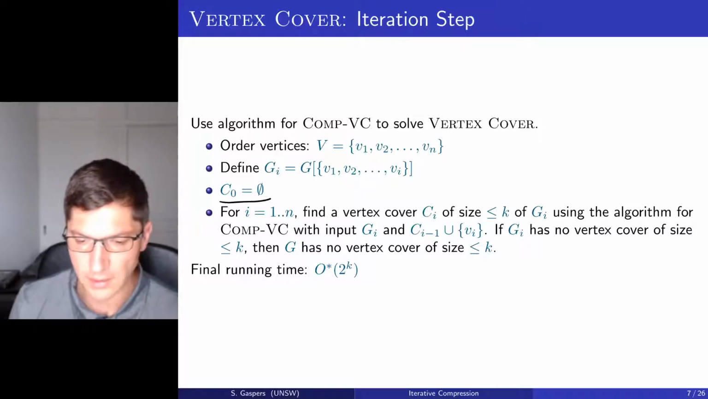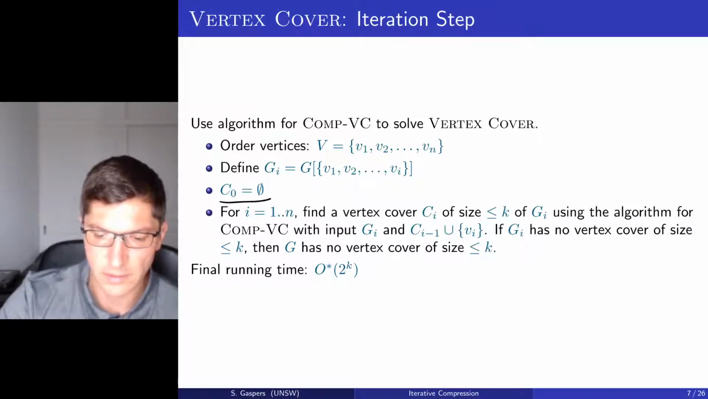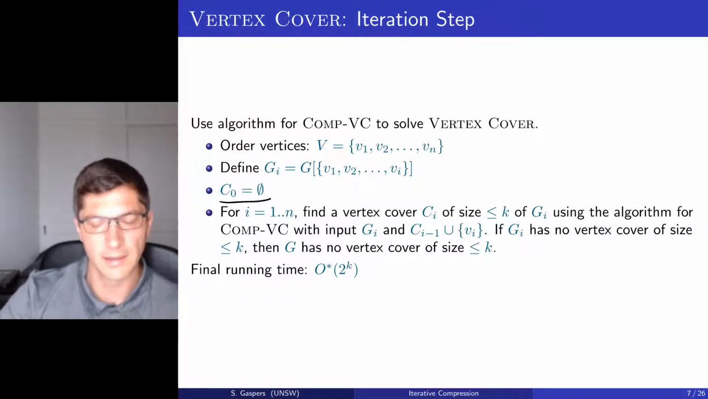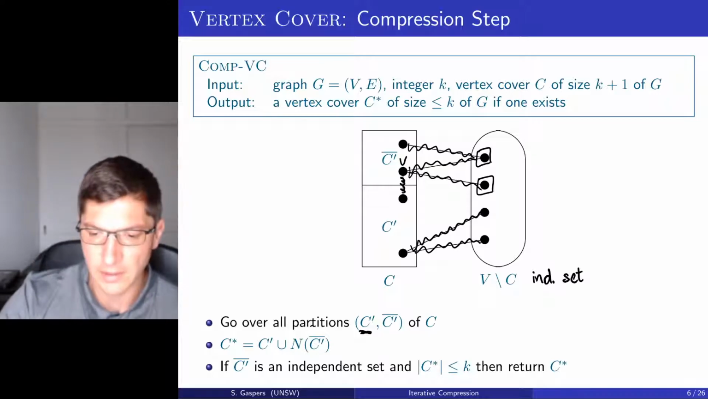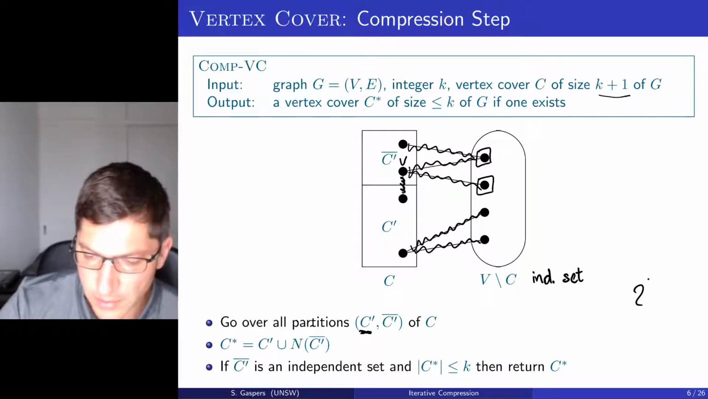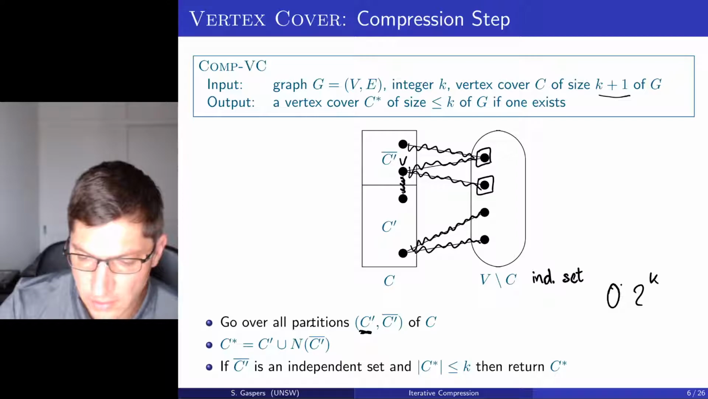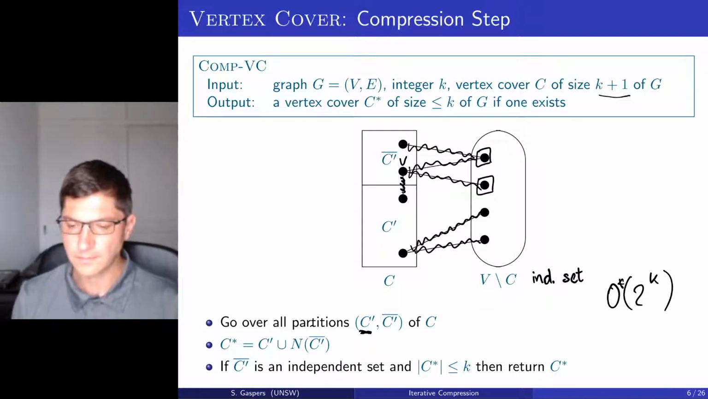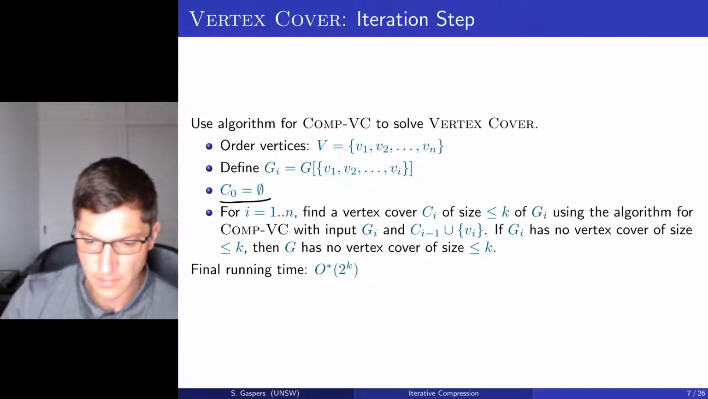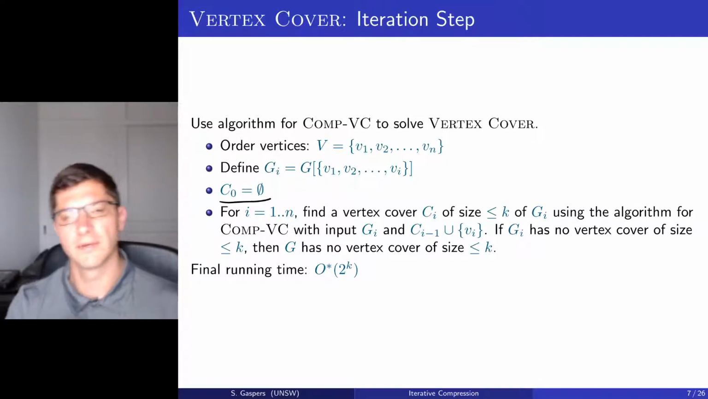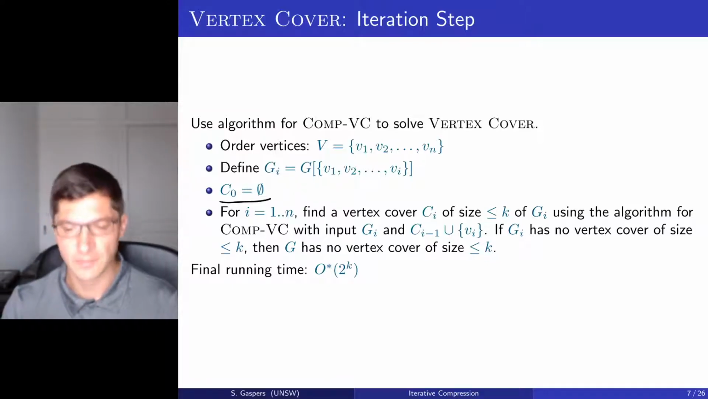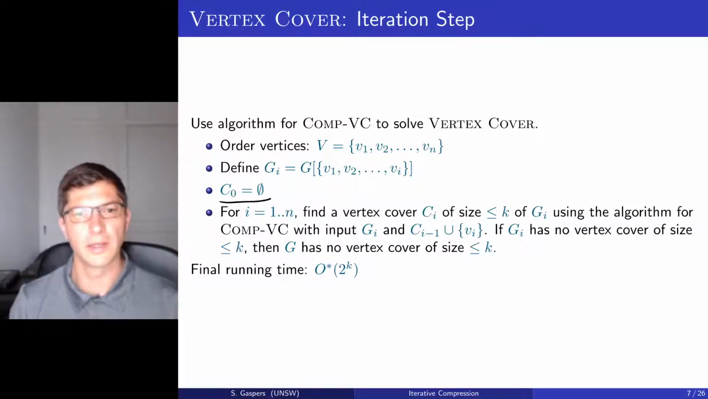So our final running time is, well, this is iterative, so the number of iterative steps is at most n. So the running time only depends on the running time of this compression algorithm here. And so what did it do? It took a set of size k plus 1 and went through all partitions, and the rest was polynomial. So the running time is 2 to the power k plus 1, or O star of 2 to the power k. And well, we always have the same value of k here, and we can of course have smaller vertex covers, but in any case they have size at most k. So the final running time will be O star of 2 to the power k.